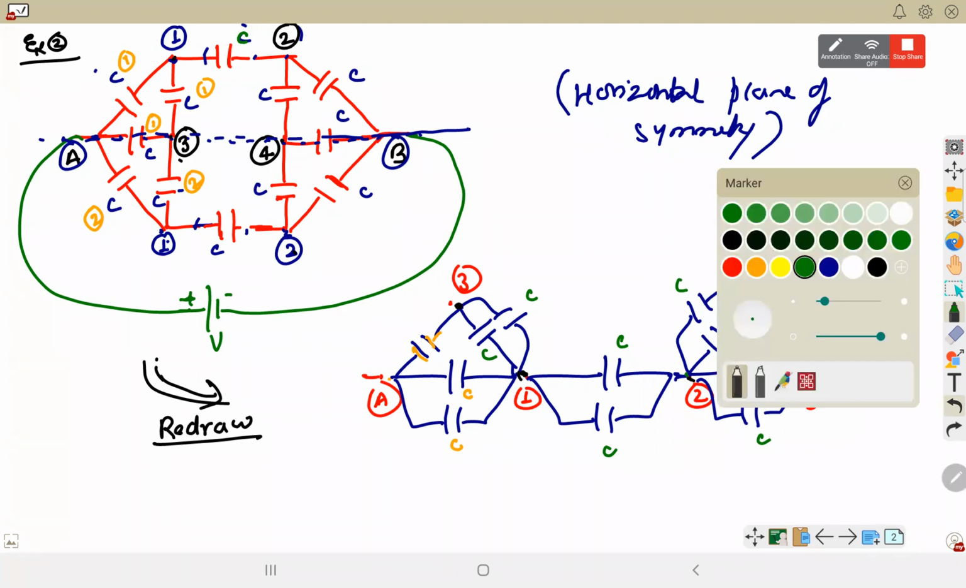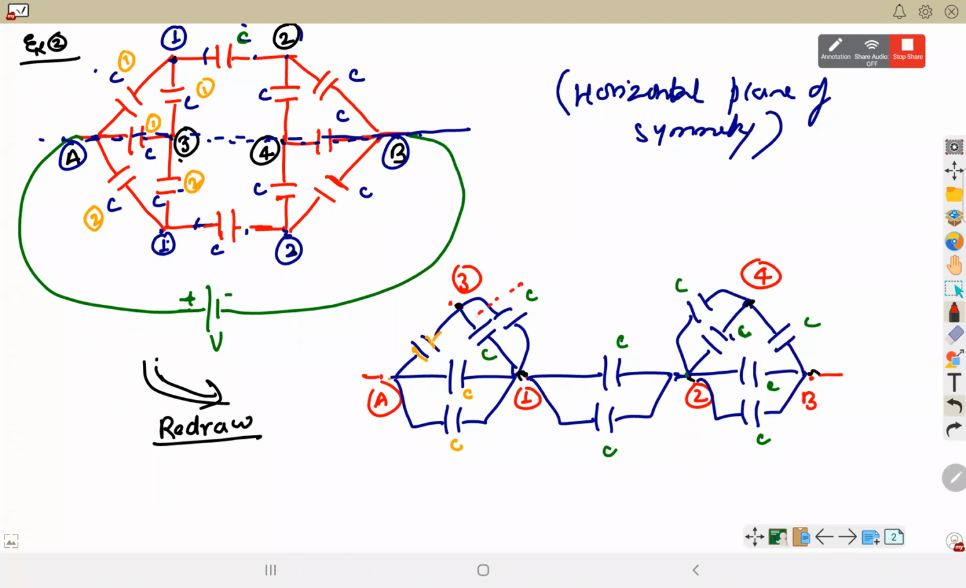C and C in parallel become 2C. 2C and C in series become 2C by 3. C ऊपर वाला तो आ गया 2C by 3. और नीचे C and C in parallel that become 2C.